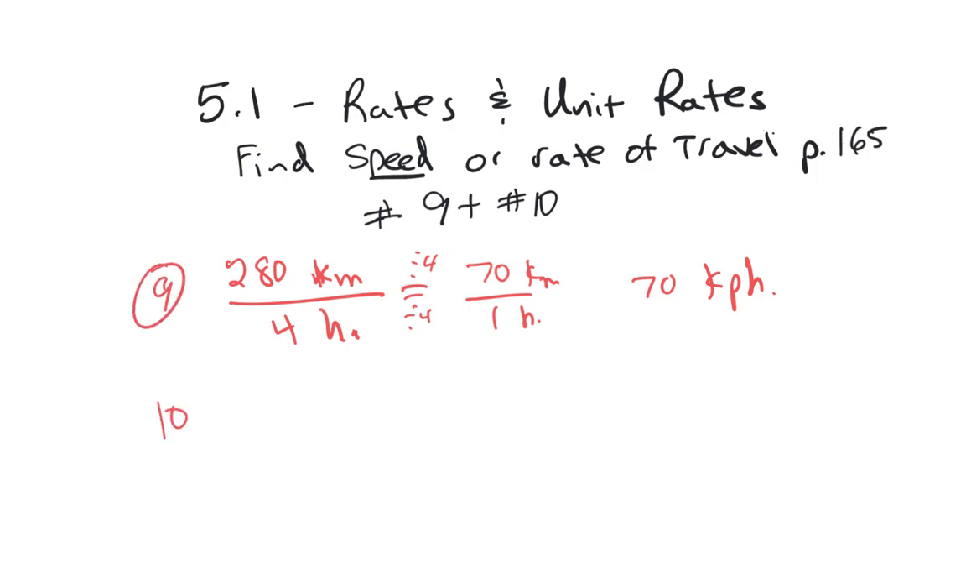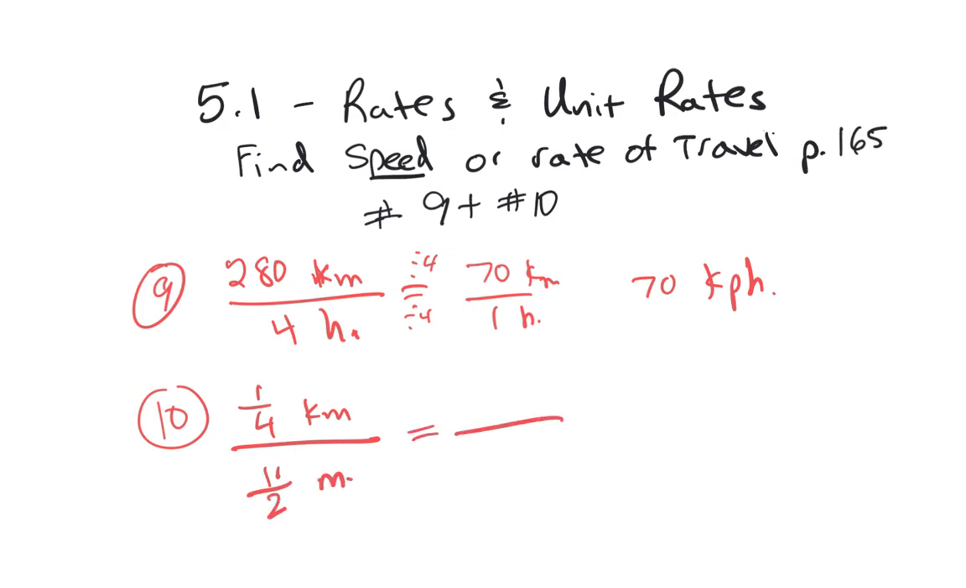Number 10, a little bit harder, but it shouldn't be too hard for you. A car travels a quarter of a kilometer in a half of a minute. Find the speed in kilometers per minute. So I've got 1/4 of a kilometer in 1/2 of a minute.